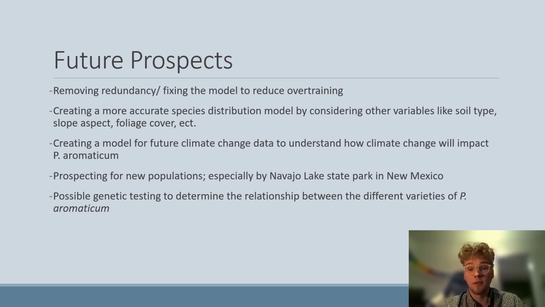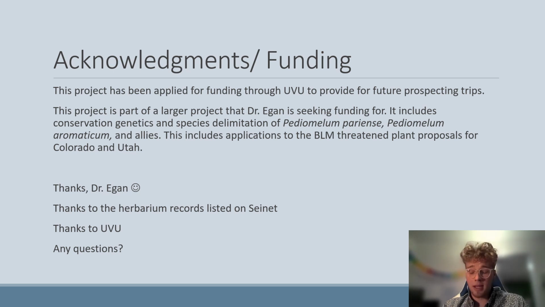Additionally, we'd like to create a future climate change model based on climate change data from WorldClim to understand how climate change may impact the range of aromaticum. We'd also like to use these models to prospect for new populations, especially in that Navajo Lake region. And we would also really like to get into more genetic testing on Pediomelum aromaticum to hopefully differentiate between the varieties a bit better. That wraps up my project.